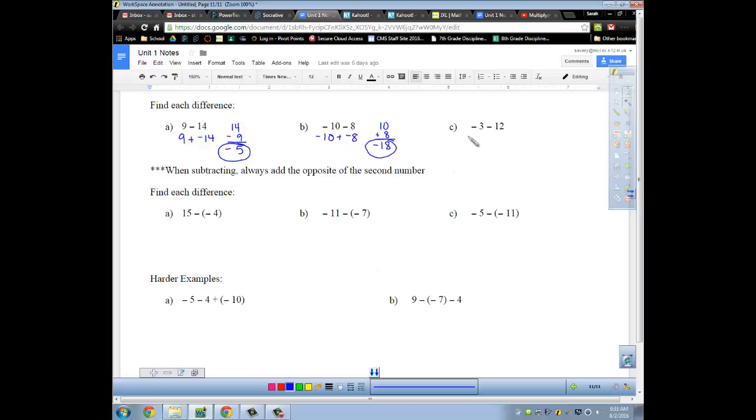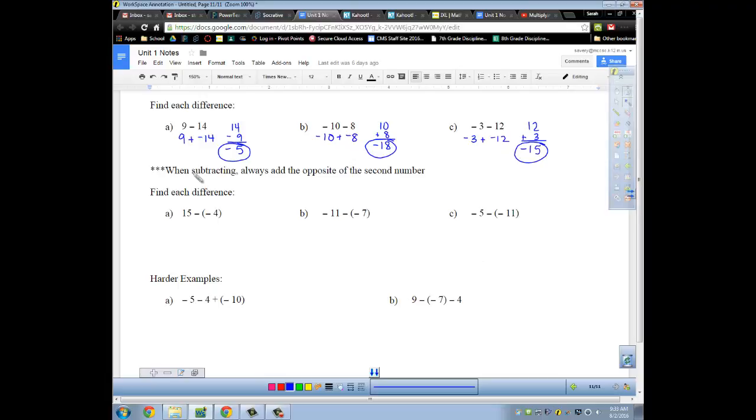Part C, negative 3 minus 12, so we're going to change it to negative 3 plus a negative 12. Again, we have the same sign, so we're going to add the two numbers. So 12 plus 3 is 15, and then keep the sign. So keep the negative that was in the problem.